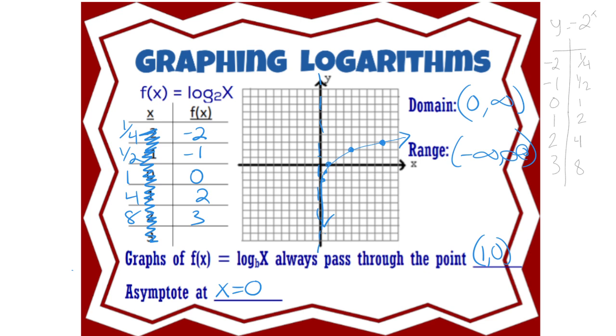Okay, so there's your parent graph. Take a look at that. It's always going to look like this right here until we start doing all of our transformations, which is where we're headed.